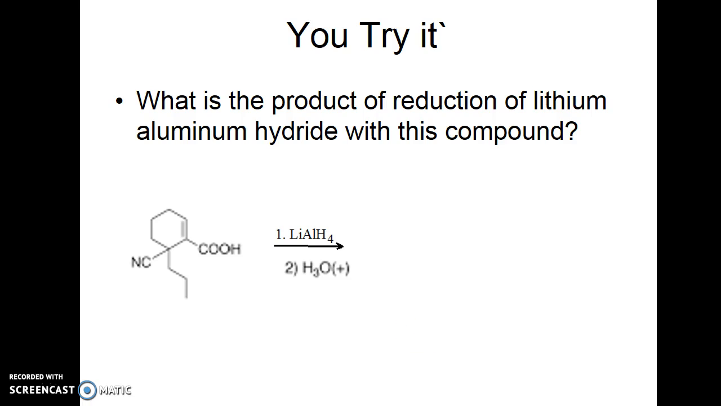So you try it. What is the product of the reduction with lithium aluminum hydride of this compound? Okay, well, let's look at the functional groups that are involved. We have a nitrile, an alkene, and a carboxylic acid. The alkene is not susceptible to lithium aluminum hydride, but the nitrile will be reduced and the carboxylic acid will be reduced. We end up getting the primary amine and the primary alcohol, and the alkene is left alone.